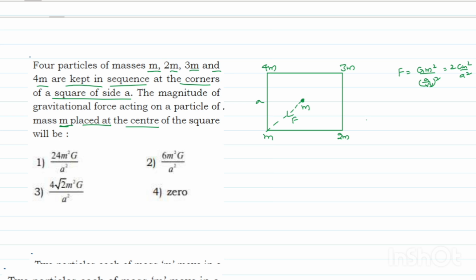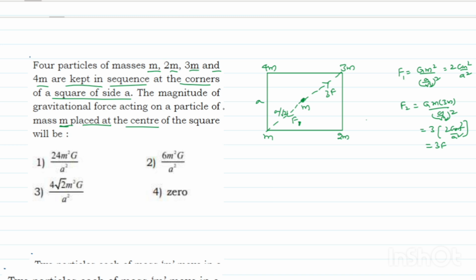Like F1, you can take F2 as follows. Here this mass will be attracted by this one along this direction, and this distance will be A by root 2. Here the masses will be different: G into m into 3m by A by root 2 whole square, which is nothing but 3 into 2 Gm square by A square, which is 3 times the initial force. That means this side force will be 3F.